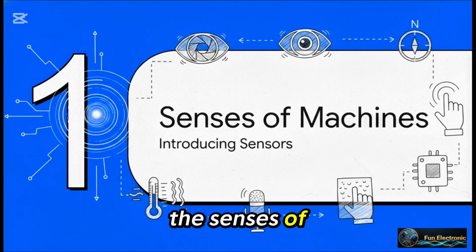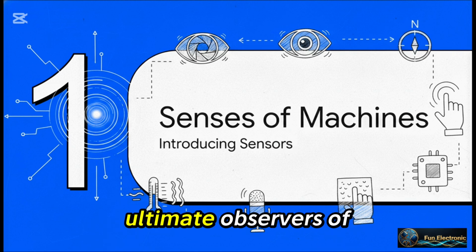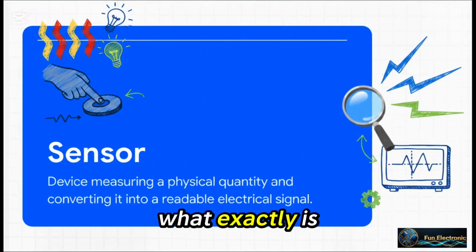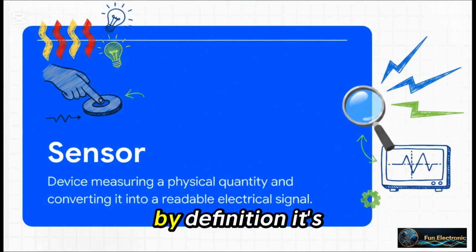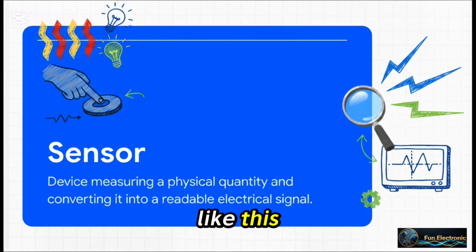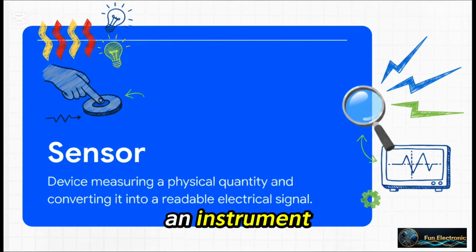The senses of machines. To really understand electronics, we first need to meet the ultimate observers of the mechanical world, the sensors. So what exactly is a sensor? By definition, it's a device that measures a physical quantity and converts it into a signal, usually an electrical one. Think of it like this. It's a device that receives a stimulus from the real world, like heat from a stove, light from the sun, or even just the pressure from your footstep, and it immediately outputs a readable electrical signal, a signal that an instrument or an observer can actually process and understand.